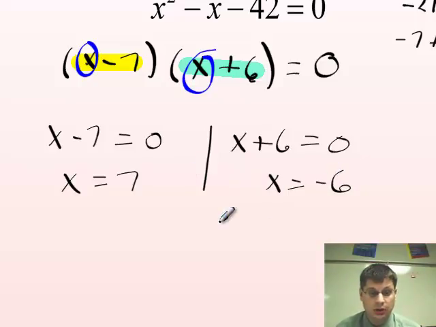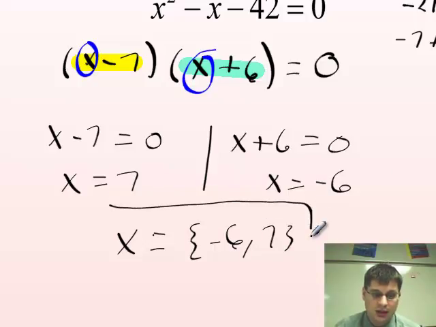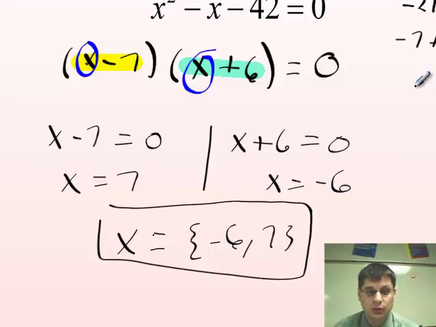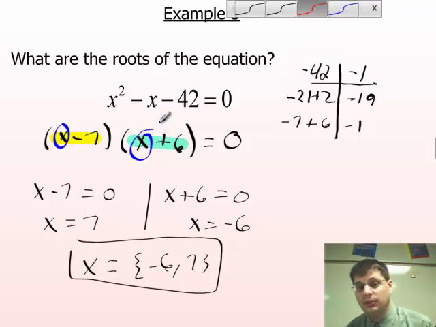And so thus my solution, because I have multiple answers for x, I'm going to use set notation. x is equal to negative 6 and 7. And I would box that in. Now that means these are solutions, and we can verify that, because if you substitute either of these numbers in, it will make the equation true, and these would be the only two numbers that would work.